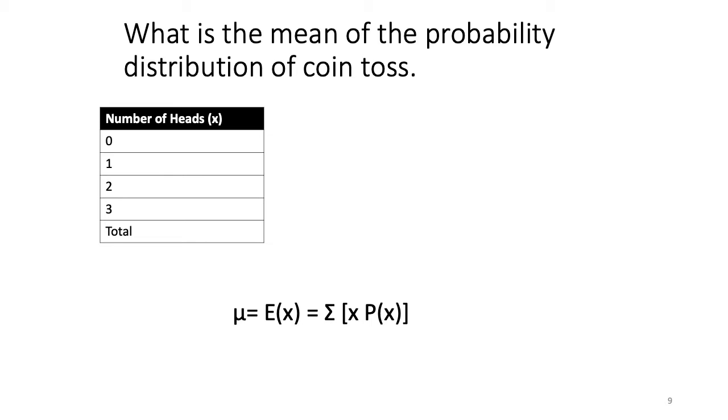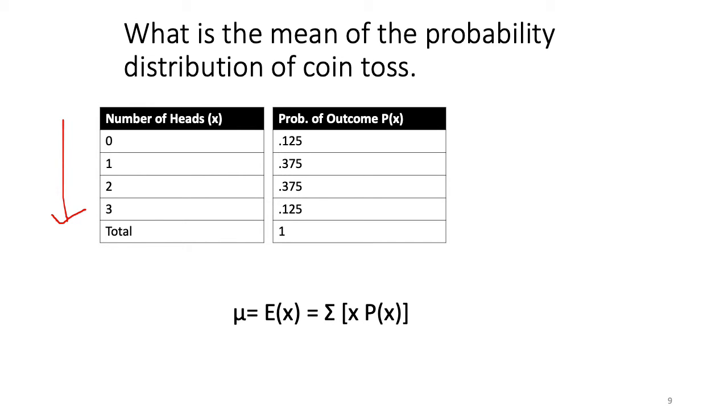Here we start off again with the number of heads in our experiment. Then we'll add in the probability of each of those outcomes that we calculated previously.